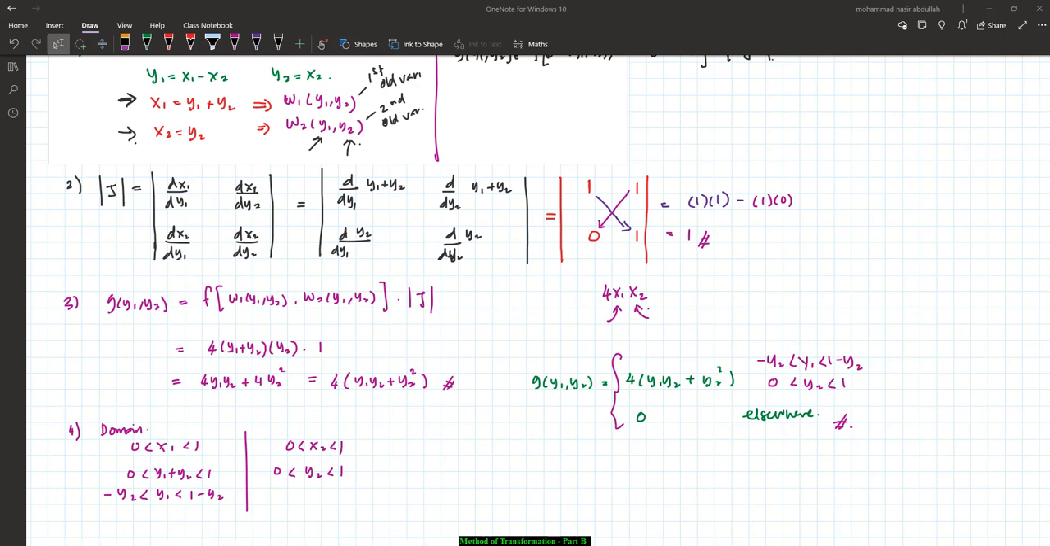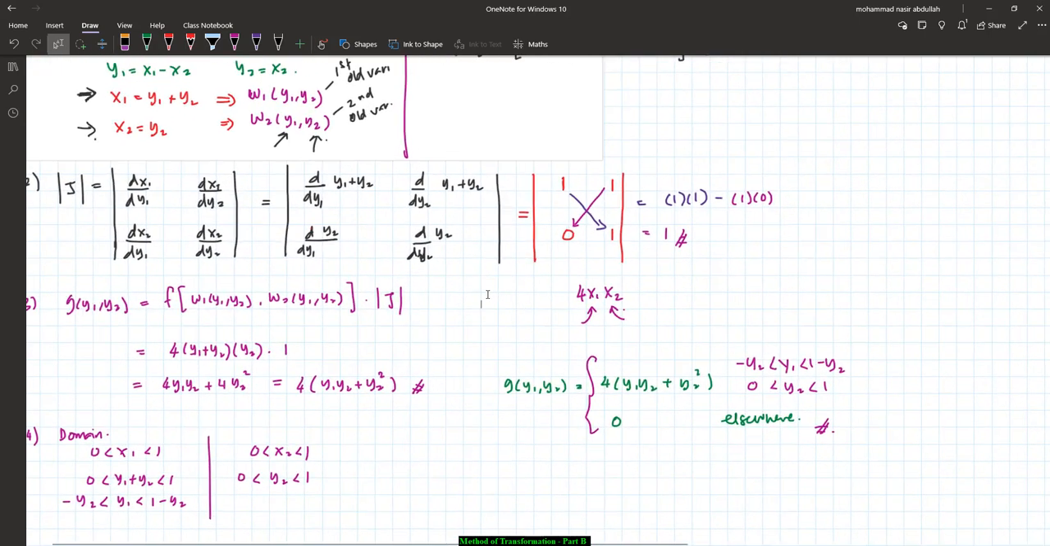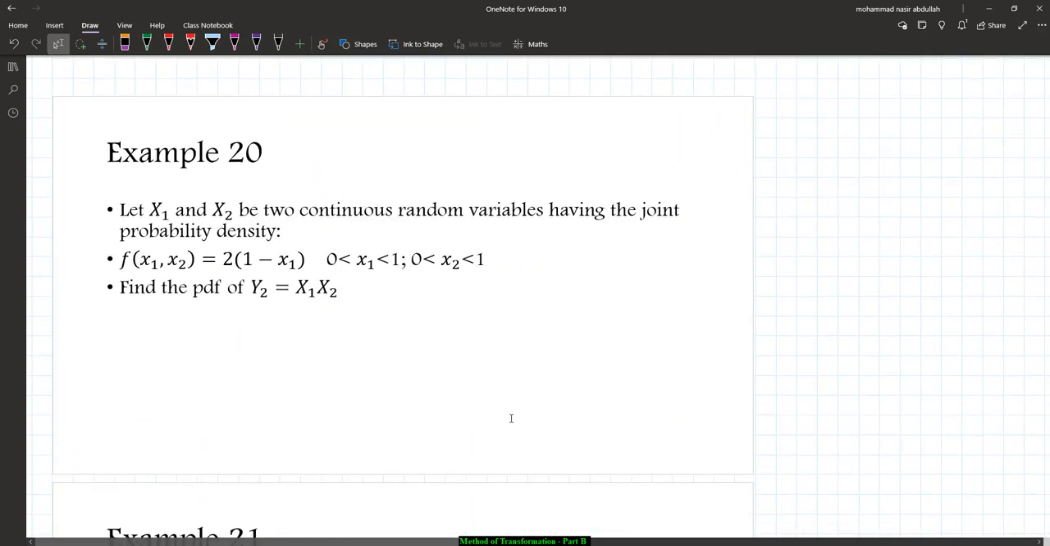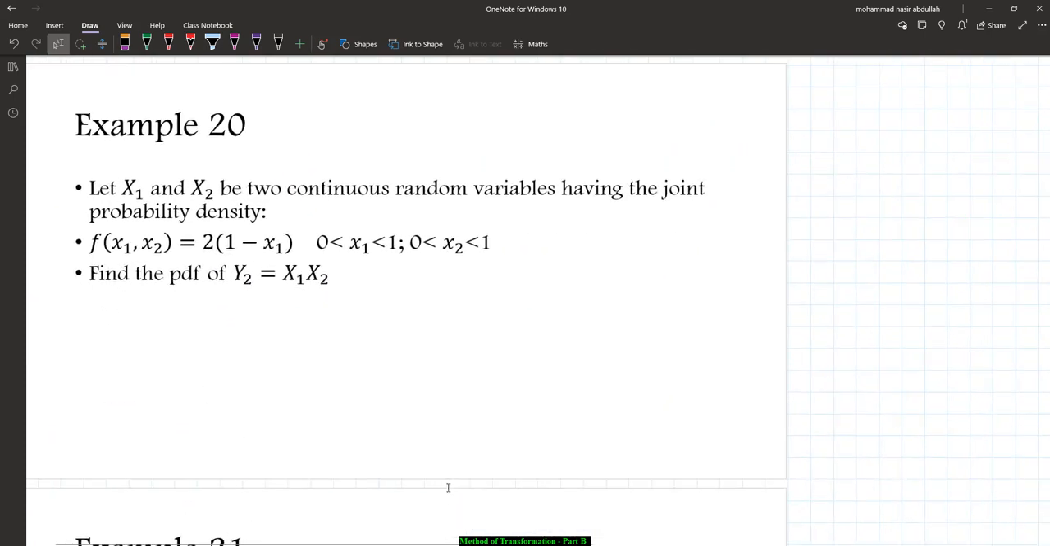Okay, are there any questions so far? Alright. So if you don't have questions, then we move to the next example. Example number 20.